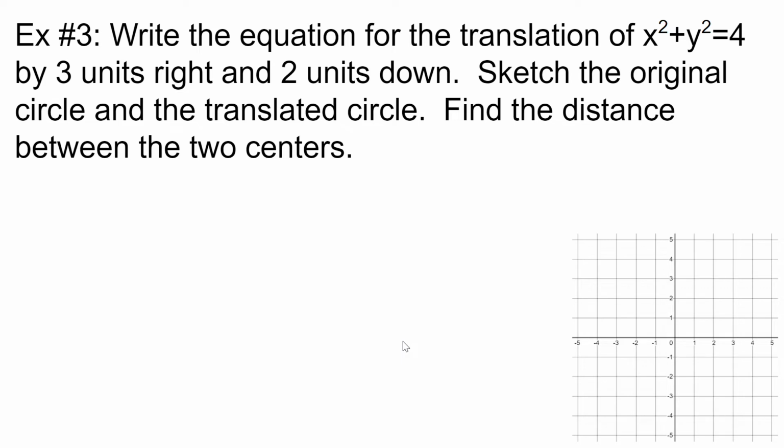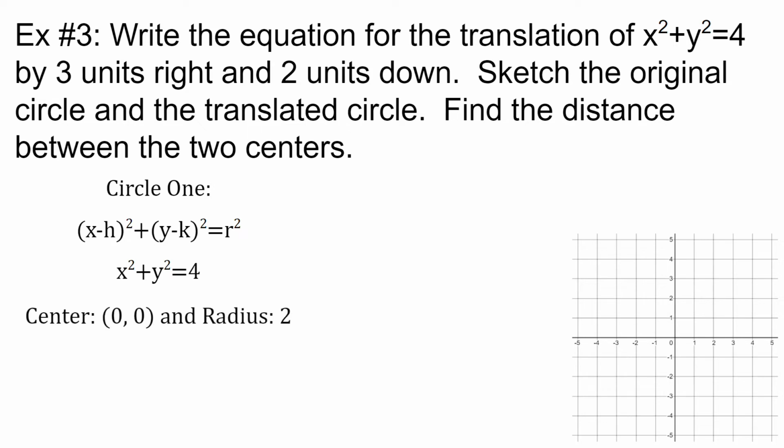Next example: write the equation for the translation of x² + y² = 4 by 3 units right and 2 units down. Sketch the original circle and the translated circle, and then find the distance between the two centers. So, lots of information. First we'll identify some stuff for circle 1. My equation is x² + y² = 4, which means my center is (0, 0). If r² is 4, that means my radius is 2.